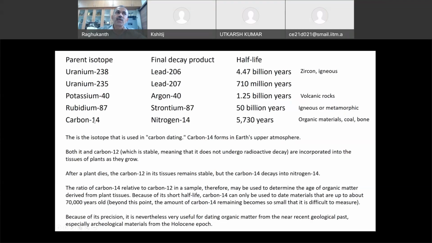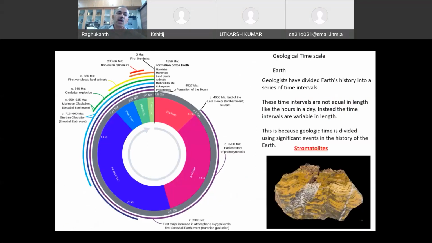So this carbon 14 is used routinely, but the only thing is that because the half-life is small, you can date only the recent kind of things. So this is the one which they use to find out the absolute age of the rocks also. So this is a geological time scale of our Earth.